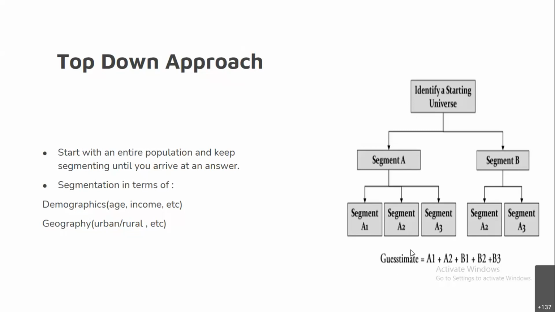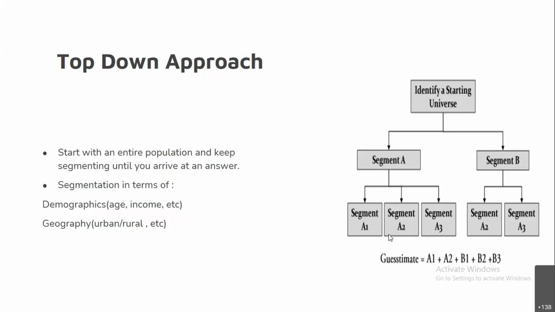That's what a top down approach means. And in top down approach is segmentation, that you're dividing the sample space into different parts. So this can be done in terms of demographics like age, income, and etc. But in a guesstimate, most of the time it's just age and income that are involved. And geography. Now, geography can be urban or rural areas, or it can be different countries or different market spaces.